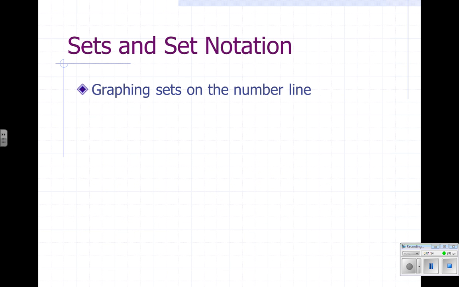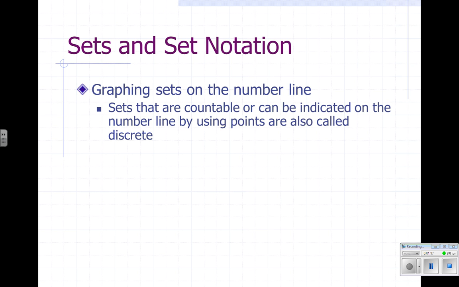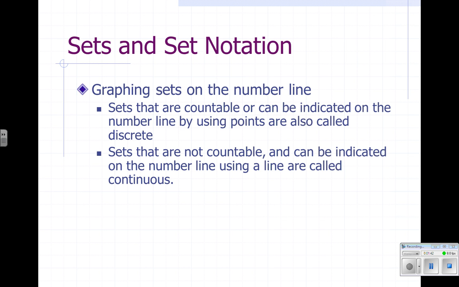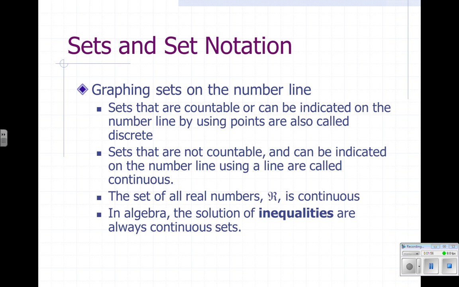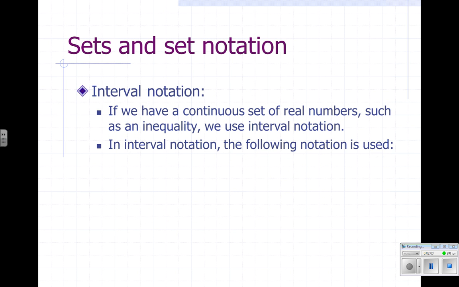If we're graphing sets on the number line, sets that are countable could be indicated by just using points, but sets that are not countable can be indicated by using a solid line. We call these sets continuous. We always say that the set of all real numbers is continuous. And in algebra, the solutions of inequalities are always continuous sets, as we'll see later. So if we have a continuous set of real numbers, such as an inequality, we're going to use interval notation.